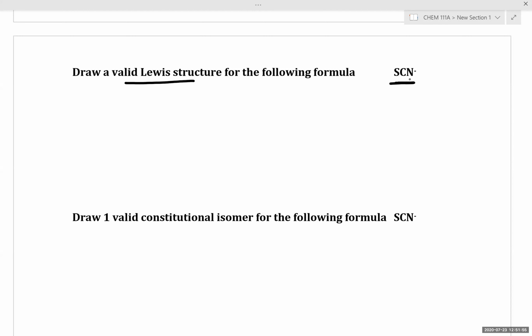And the really nice thing about this particular anion is that it serves as a wonderful representative example of not only drawing resonance structures, but also drawing constitutional isomers. So what I'd like us to start off on is to try to draw a valid Lewis structure for the following anion, and then to draw one valid constitutional isomer for that formula. So we'll spend about 4 to 5 minutes on this example, and then we'll discuss momentarily.